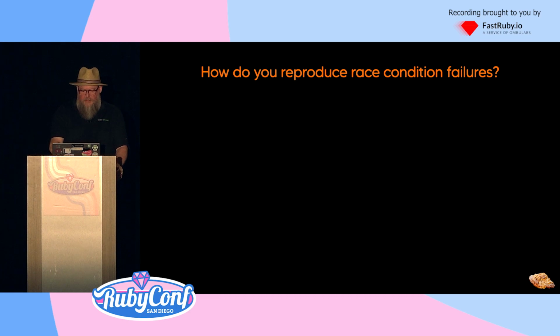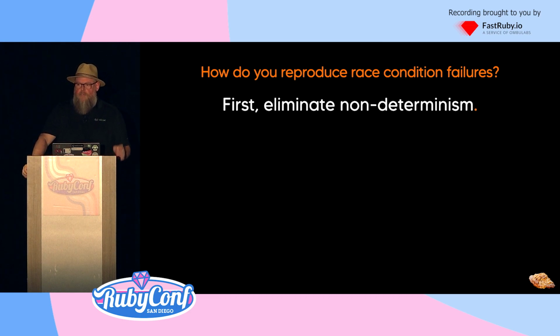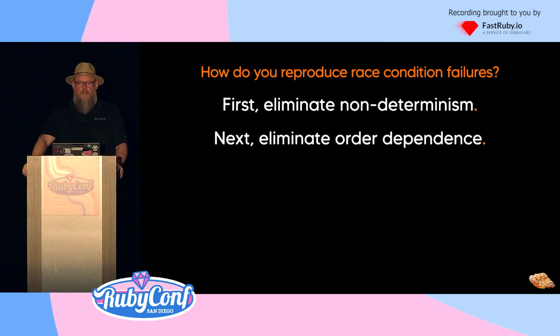The first thing is to try and eliminate non-determinism. Run that spec that's failing in isolation repeatedly, and if it fails, then you know that's non-determinism. And if not, try to eliminate order dependence. Run it repeatedly with the specs that it failed with on the build server in different orders. Now, if you can reproduce the failure that way, that's an order-dependent problem. You can use bisect to help you there.